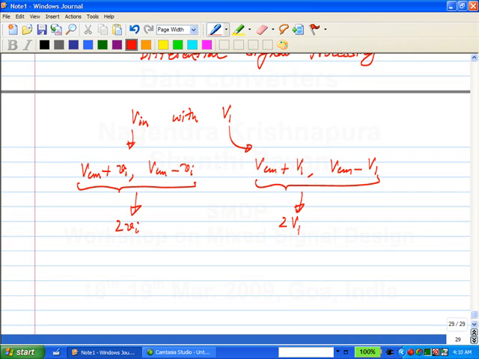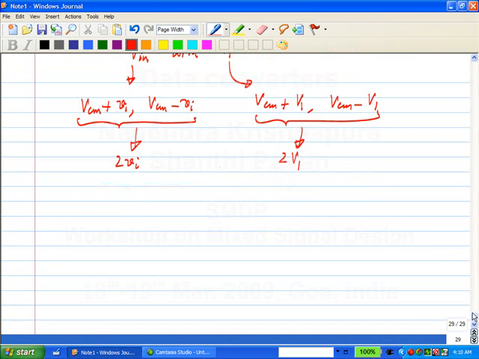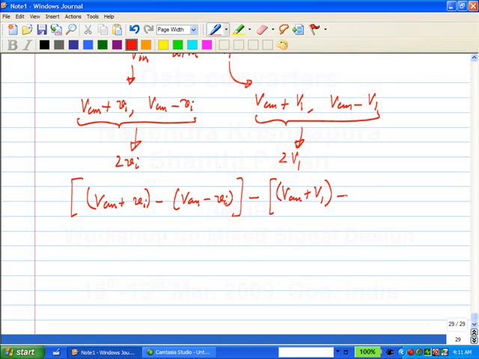Alright? Okay. So now we spent a lot of time figuring out how to compare Vn with V1, all the latch and stuff like that, right? Now all that stuff is okay, but what we are interested in actually doing is to figure out the differential difference. What we want to do is VCM plus Vi minus VCM minus Vi, this minus VCM plus V1 minus VCM minus V1.